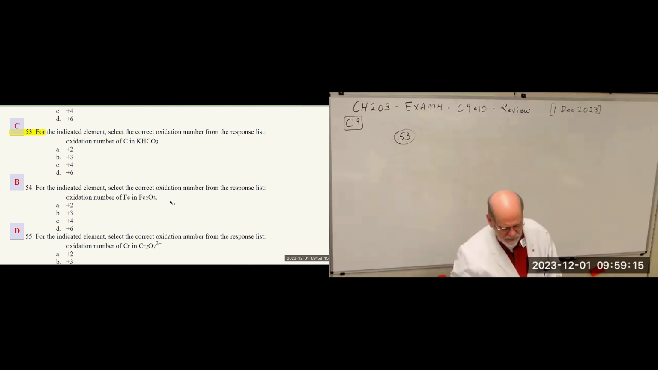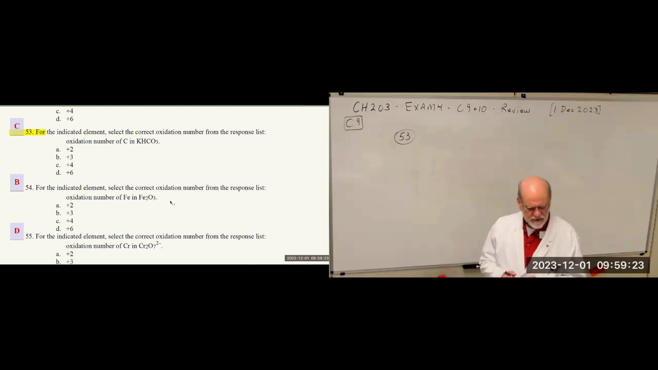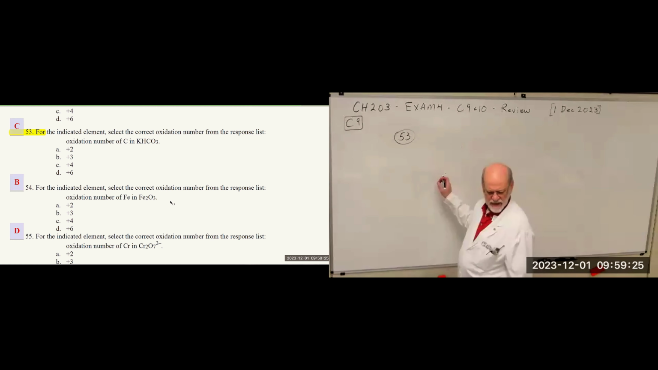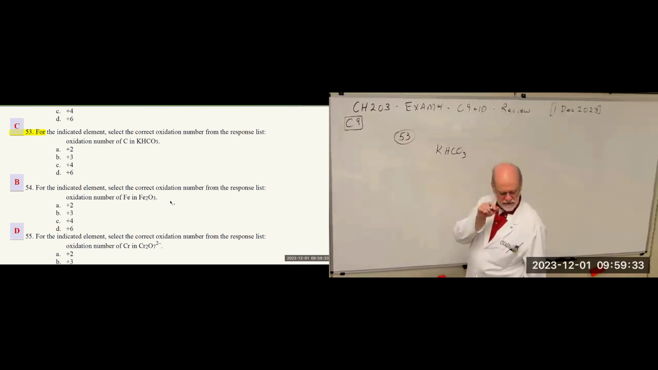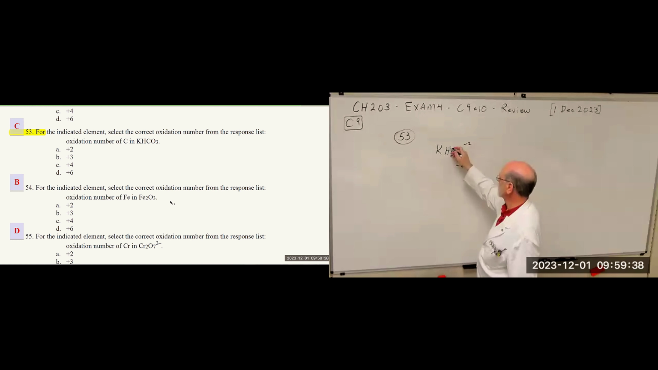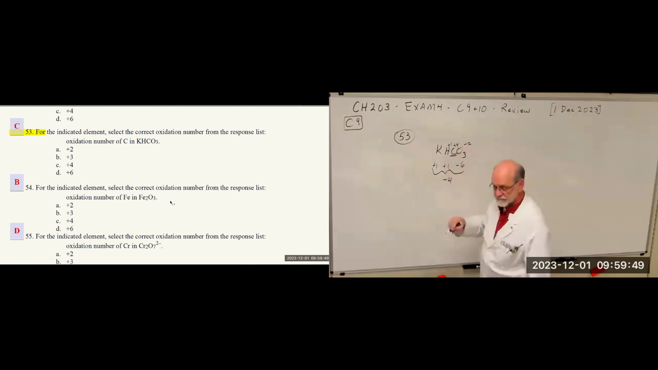For the indicated element, select the correct oxidation number from the response list. Oxidation number of carbon in potassium bicarbonate. And we want the carbon. Okay, -2 is -6 total, +1, and +1 for potassium. So these together give you a -4. That's a +4 for that carbon, which is C.